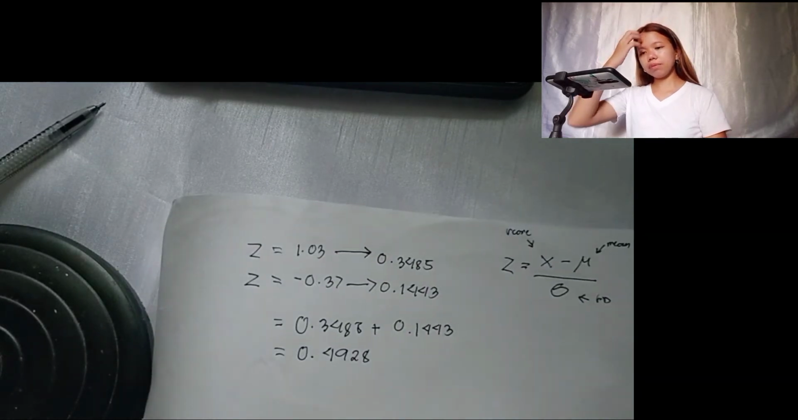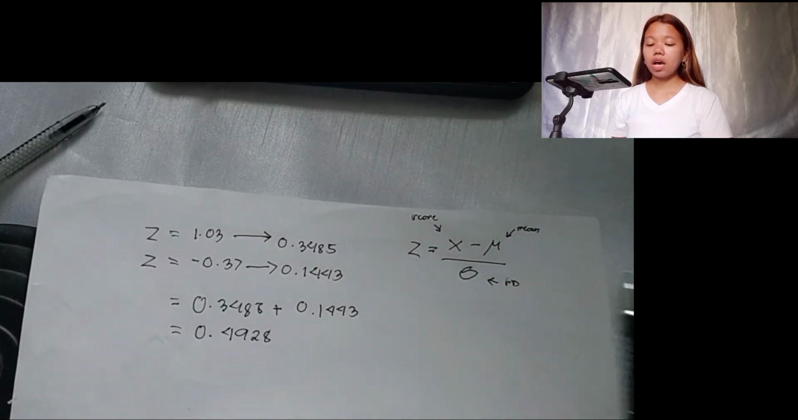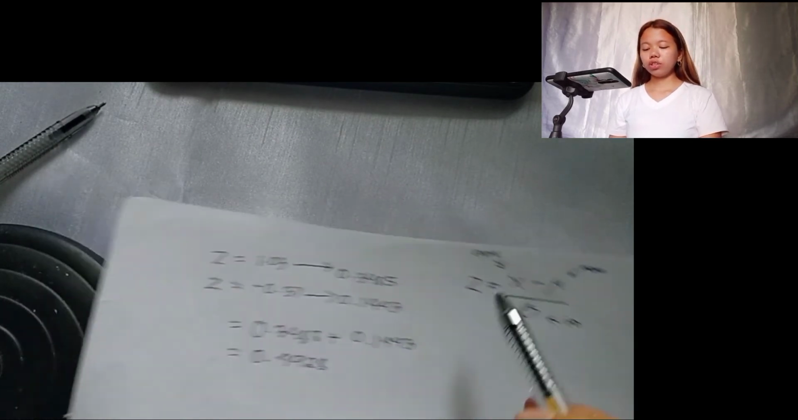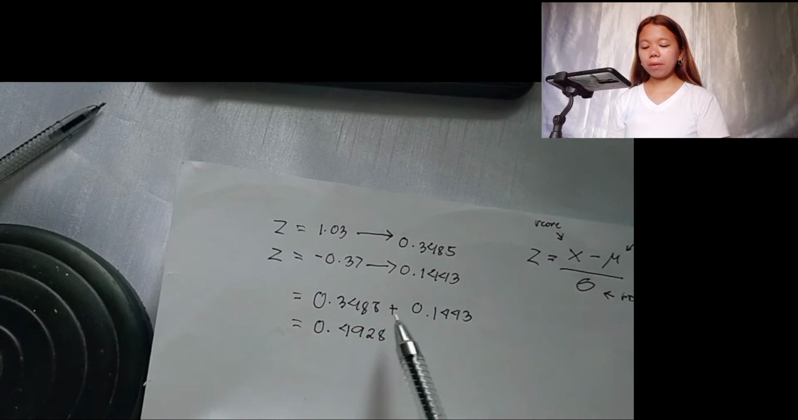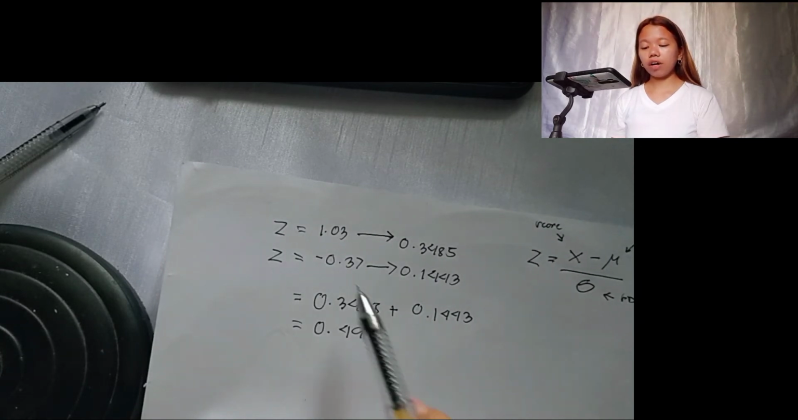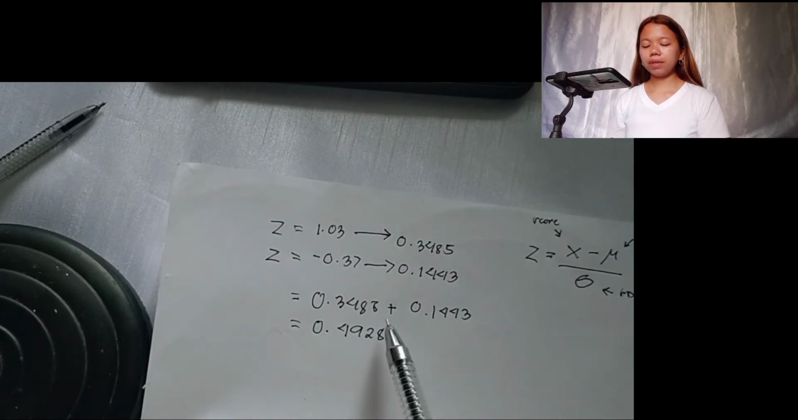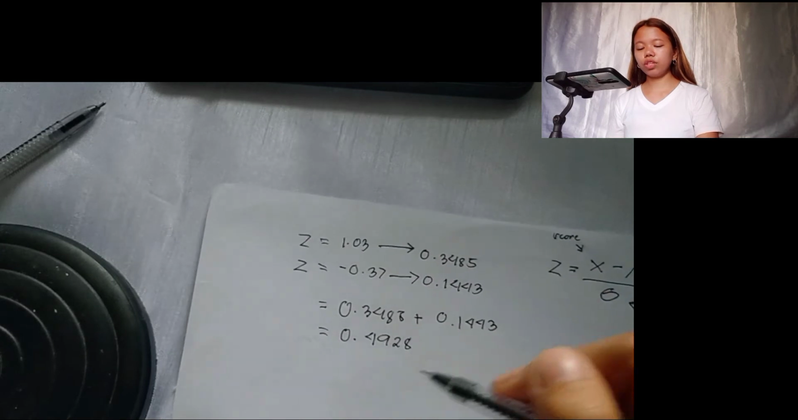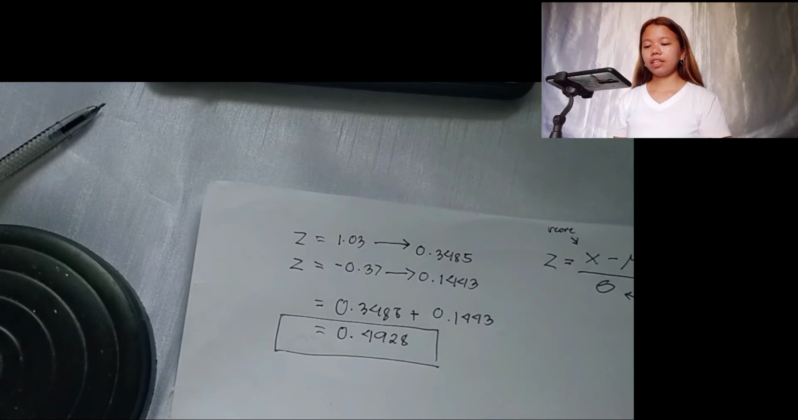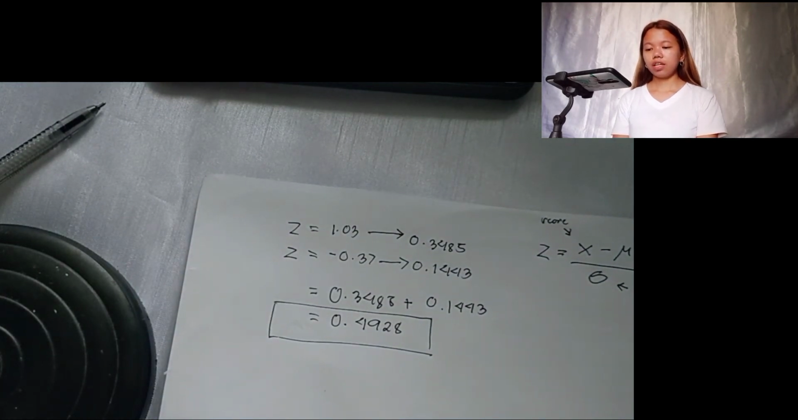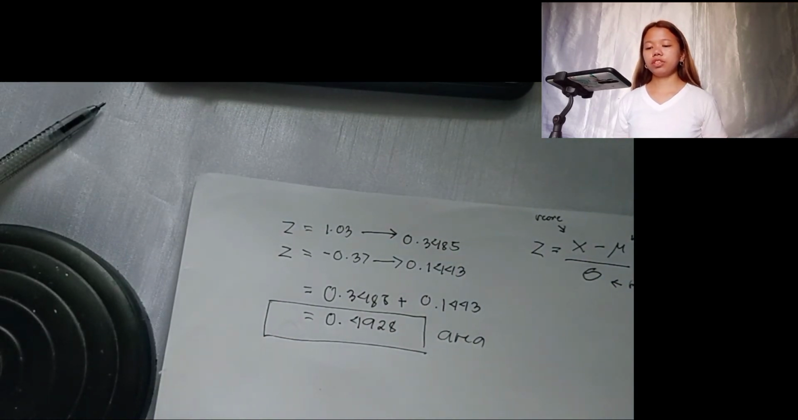So based on the equation, z-score is equal to the score minus the mean over standard deviation. So we will add 0.3485 plus 0.1443 because of the negative sign. So the answer for 0.3485 plus 0.1443 is equal to 0.4928. That would be the area under the standard normal distribution curve.